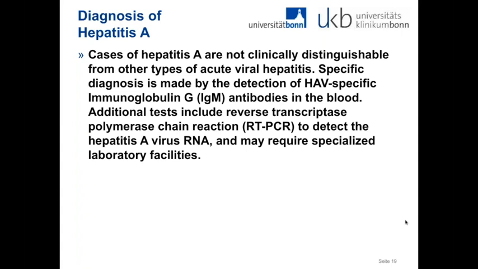So if someone presents, let's say, with jaundice, fatigue, white stool, dark urine, nausea, diarrhea, and we test for hepatitis A, if it was an acute one, we would expect to get a positive hepatitis A IgM. That would confirm the diagnosis of acute hepatitis A. And then you could also do more expensive tests, for example a PCR of the feces or the stool, and there you could detect hepatitis A virus.